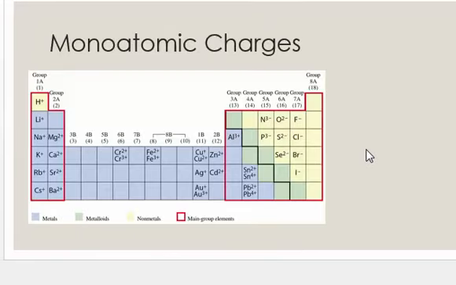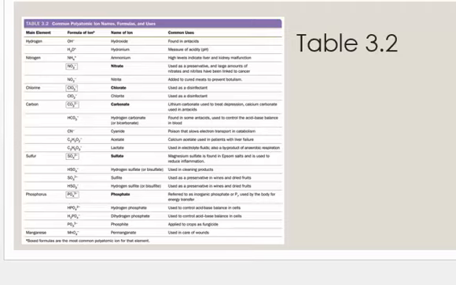The first thing we need to determine is the charge of each ion. Potassium has a charge of positive 1, and sulfate ends in -ate, so it is a polyatomic ion with a charge of negative 2. Ammonium is also a polyatomic ion with a charge of plus 1. Carbonate is a polyatomic ion with a charge of negative 2.